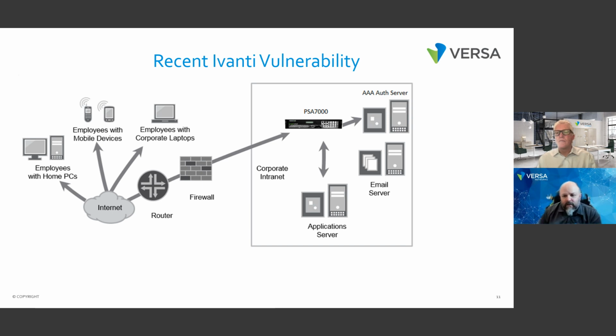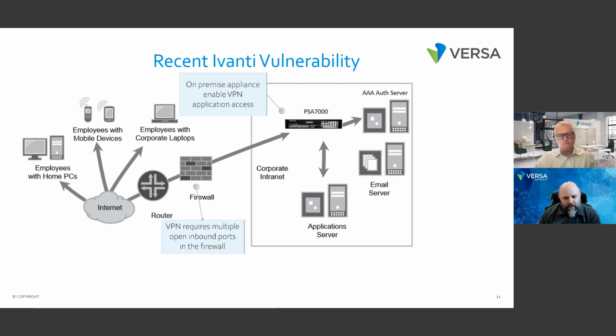So talking about the Ivanti vulnerability, this was a huge hit in the industry, not just for the commercial side, but it was really big on the federal side. The reasons for that: number one, there is an on-premise appliance to enable VPN, because the federal government really doesn't use a lot of cloud things. The other thing is that because it sits behind the firewall, we have to open up multiple different inbound ports. So how do I track a lot of that data?